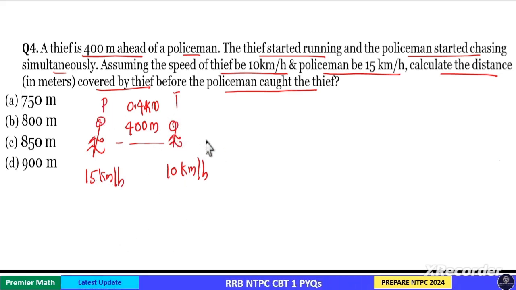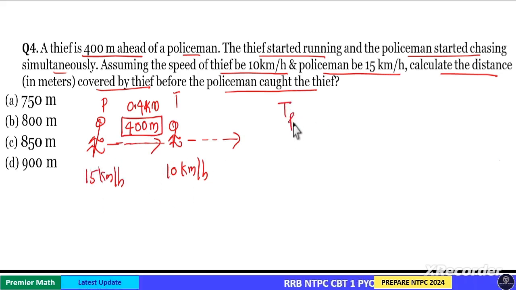Now when this thief started running, this police started chasing this thief. Now, at certain time, this police will catch this thief. Now, time taken by this police to catch this thief is same as time taken by this police to cover this 400 meter distance with respect to the relative speed of police and thief.